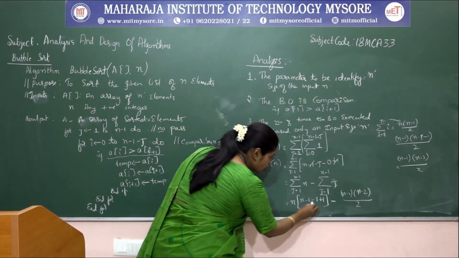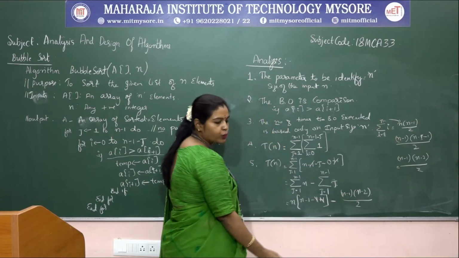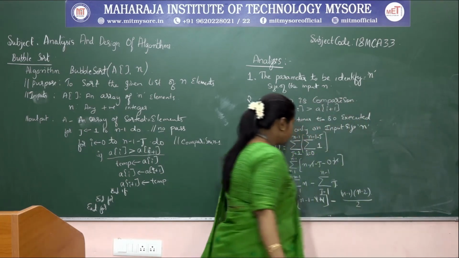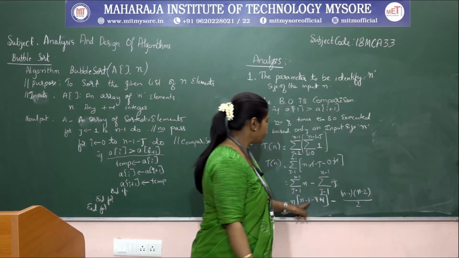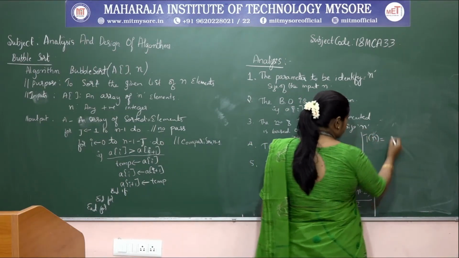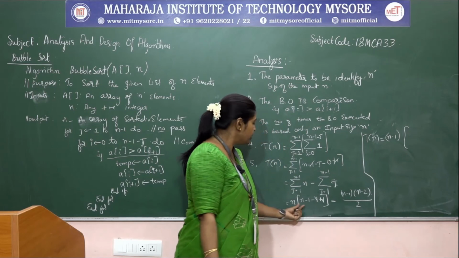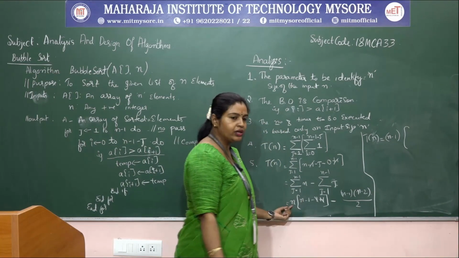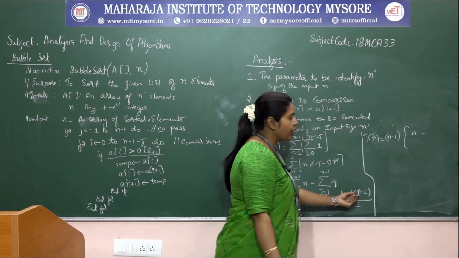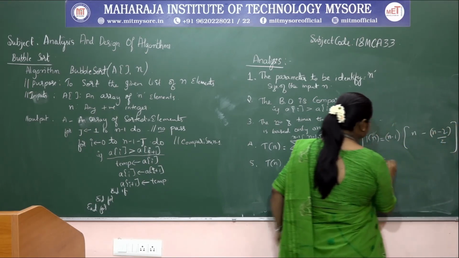So if you solve this, plus 1 minus 1 get cancelled, n minus 1 is remaining. Here also you have n minus 1. So we can take the common term, right? n minus 1 is common here. So T of n is equal to, if you take n minus 1 as a common factor, what is remaining? You will remain with n minus, and here you have n divided by 2, right?